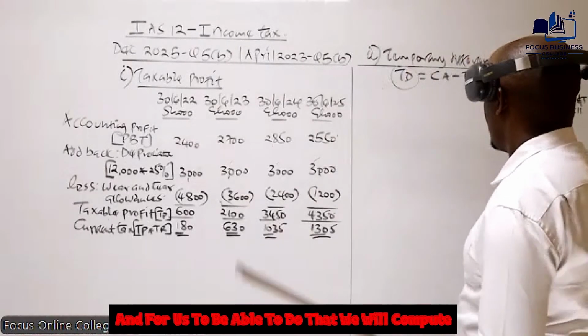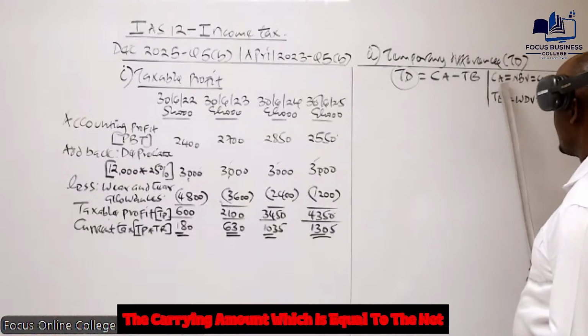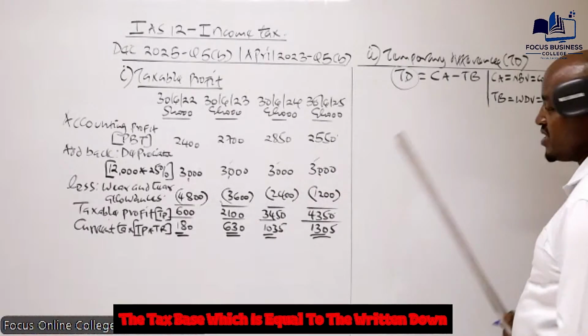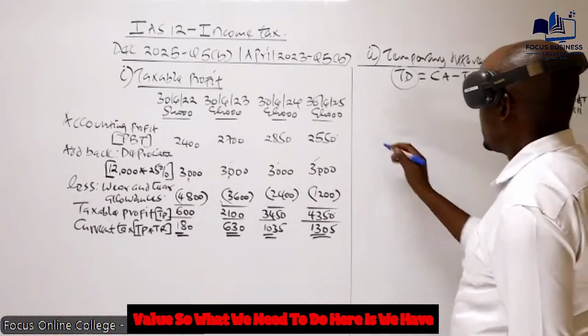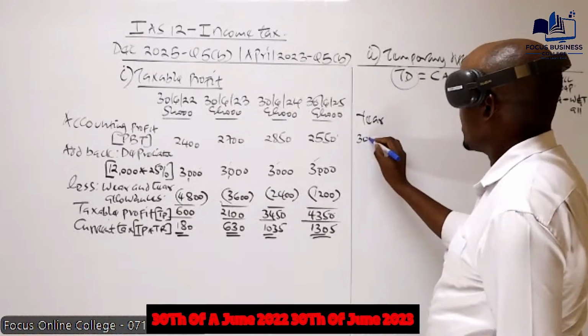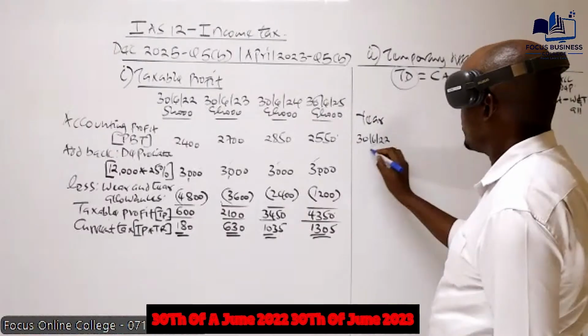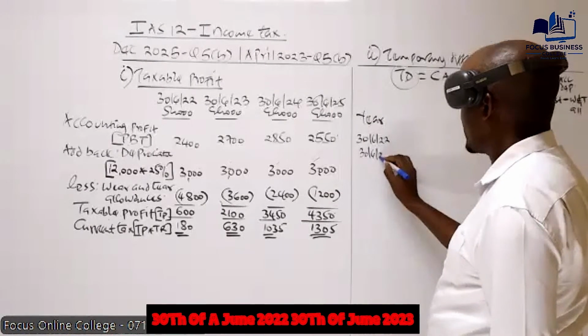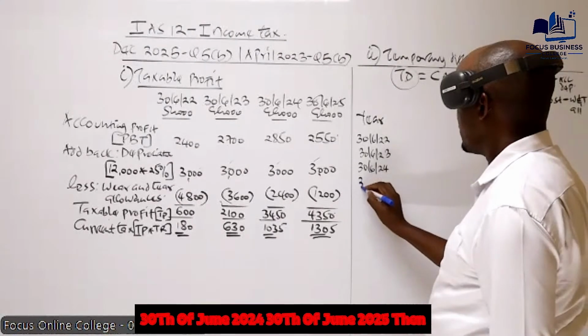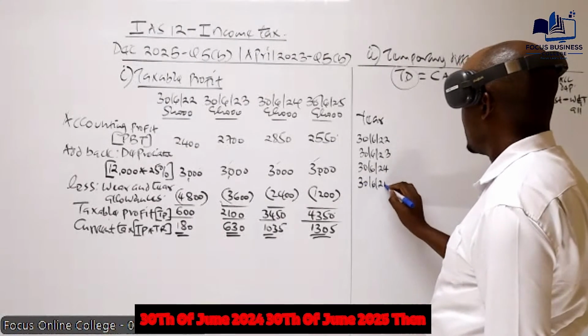And for us to be able to do that, we will compute the net book value, the carrying amount, for the 4 years. We compute the tax base, which is equal to the written down value. So what we need to do here is we have our 4 years: 30th of June 2022, 30th of June 2023, 30th of June 2024, 30th of June 2025.